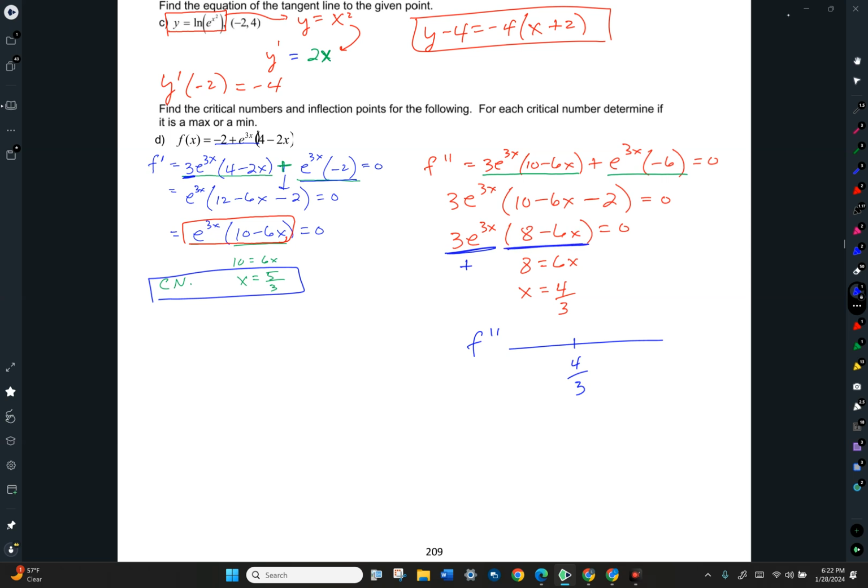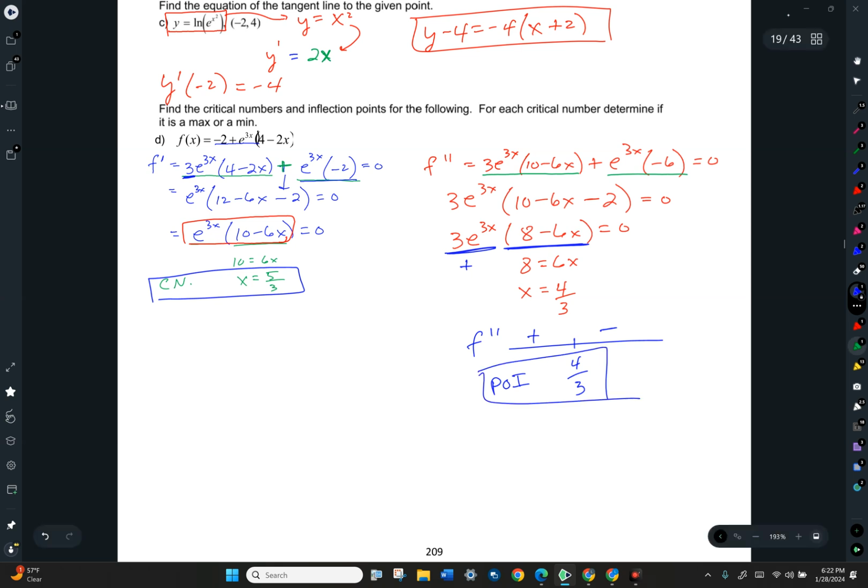So if you want, you could pick test points. You could say, well, what if x equals 0? That's going to be positive, right? Or if x is 300 million, won't that parenthesis be negative? So it's definitely a point of inflection because the second derivative changes sign, right? So it's definitely a point of inflection.